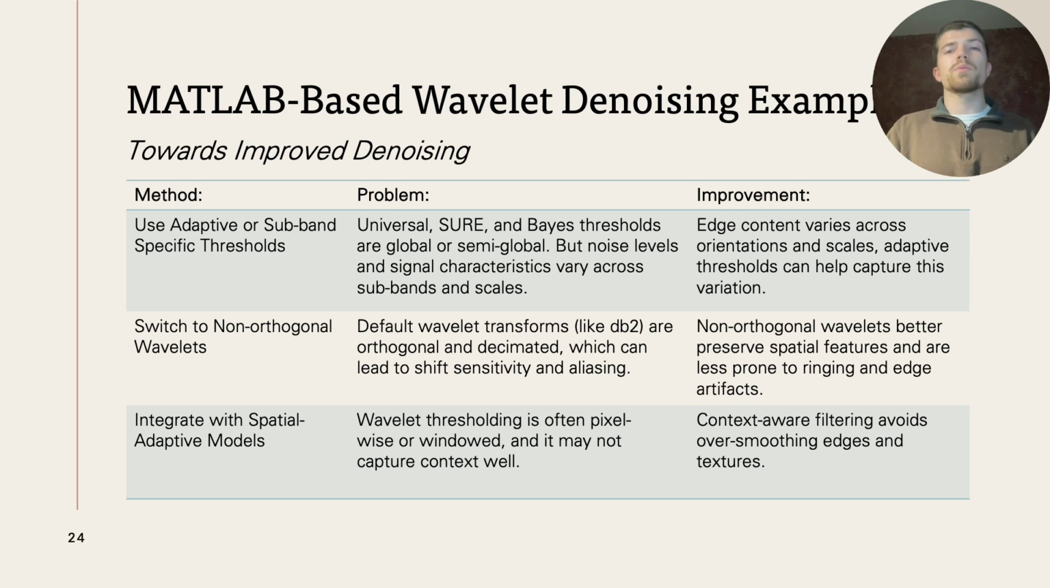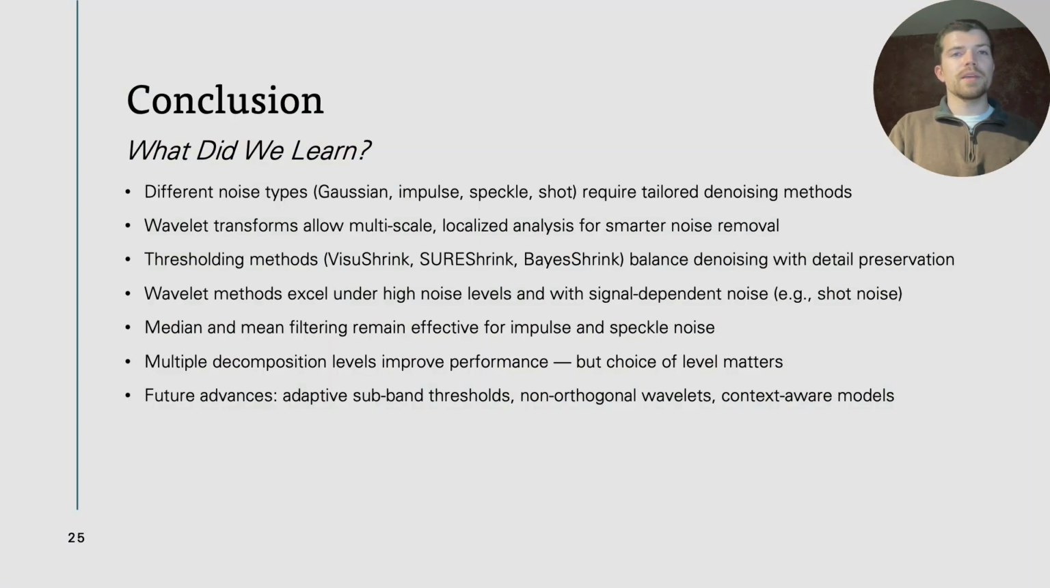There's also some cool looking work taking a look at context-aware filtering that is spatially adaptive as well as subband adaptive. To wrap up, we explored how different types of image noise impact image quality in unique ways. Wavelet-based denoising is especially powerful because it works across multiple scales and directions, allowing us to remove noise while preserving key image features like edges and textures.